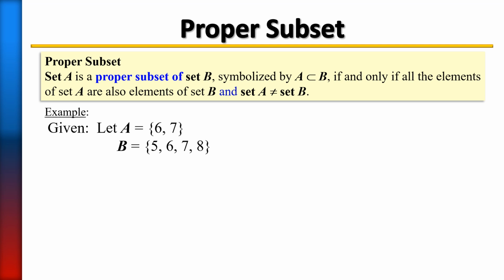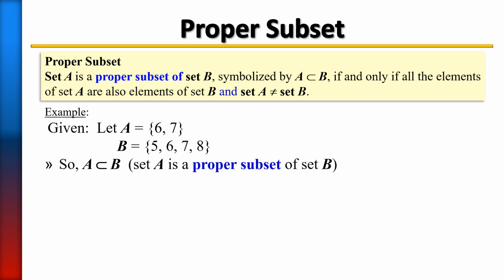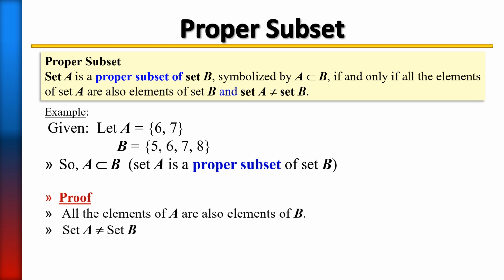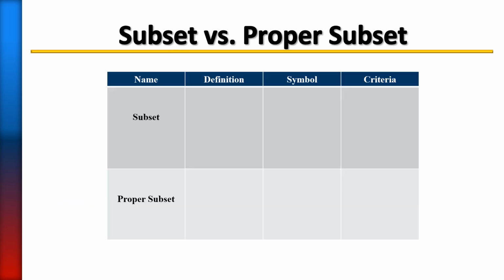So set A would be a proper subset of set B, and the proof of that, those two things: number one, all the elements of set A are also elements of set B, and the second criteria is that set A and set B cannot be equal to one another. So let's go over real quick the difference between a subset and a proper subset, because their definitions are very, very similar, except one has one more criteria than the other.